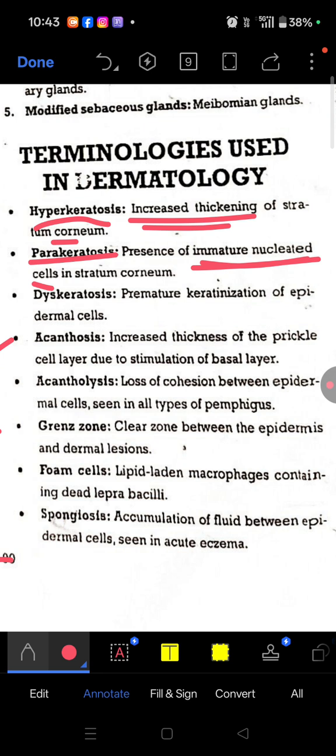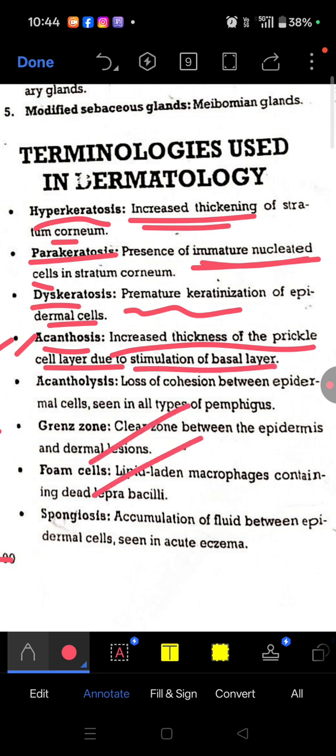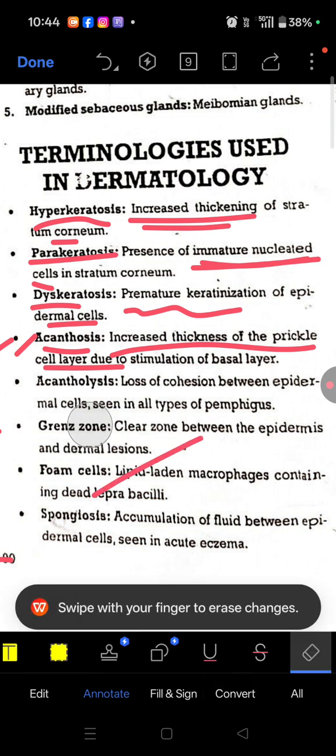Number 3 is dyskeratosis. Dyskeratosis is premature keratinization of epidermal cells. Number 4, acanthosis. Acanthosis is increased thickening of the prickle cell layer due to stimulation of the basal layer.